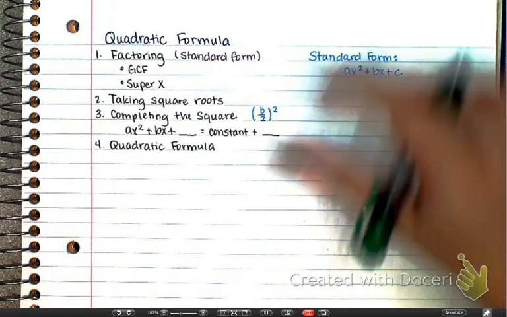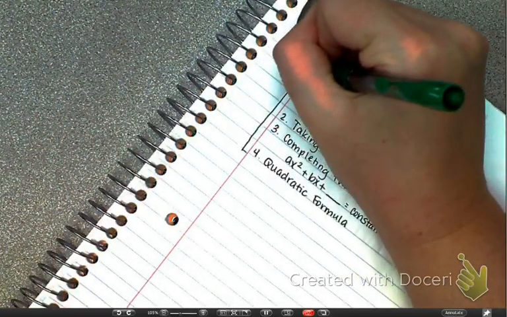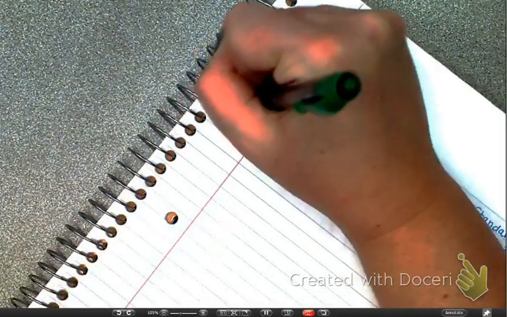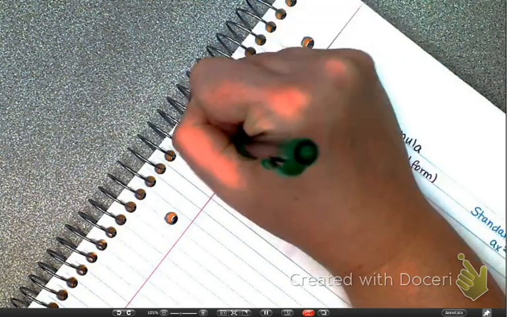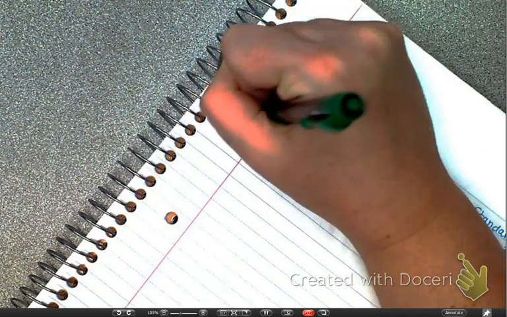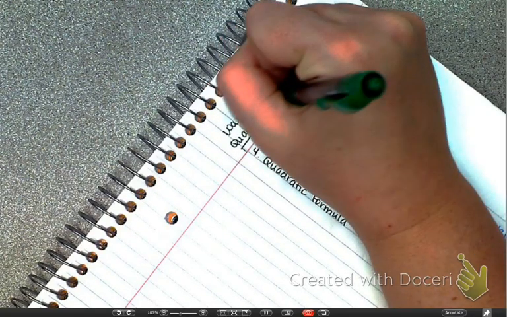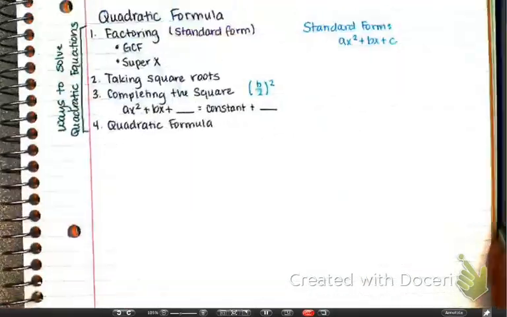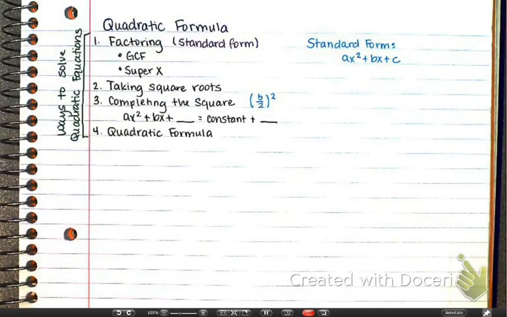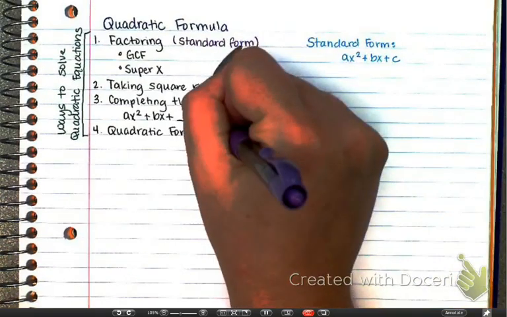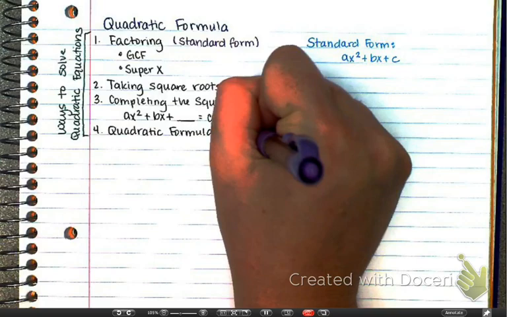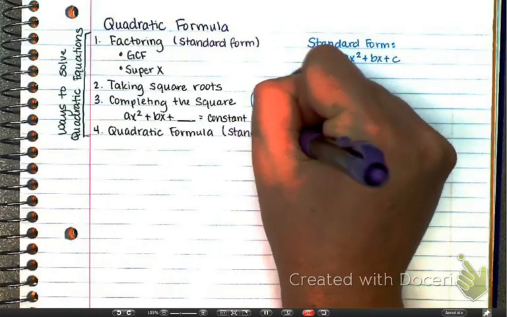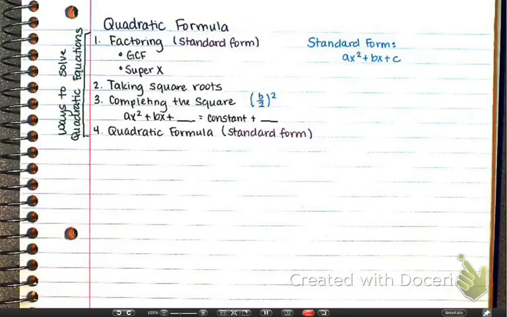And actually down the side here, so I'm going to do ways to solve quadratic equations. Okay. So last one's a quadratic formula. In order to use the quadratic formula, your equation must be in standard form. So just like with factoring, we have to set our equation equal to 0. And we know we're going to have an equation because we're solving, so you will have that equal sign.